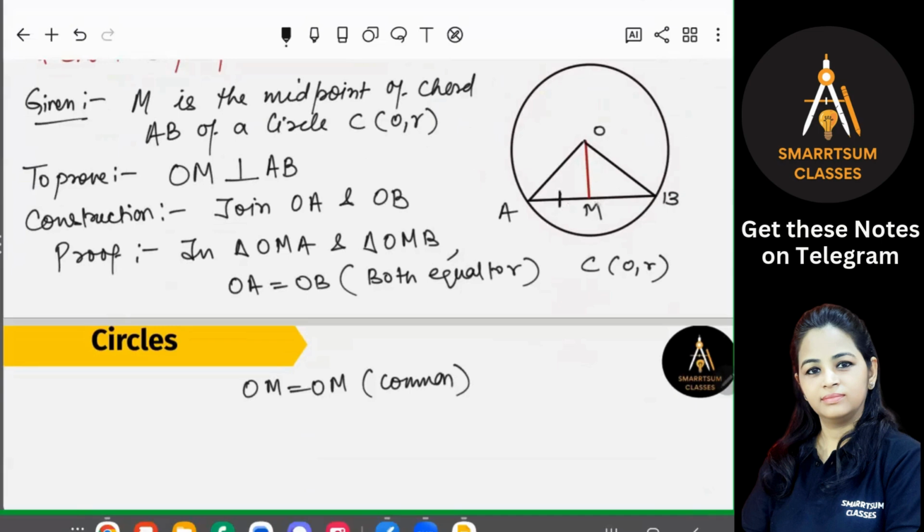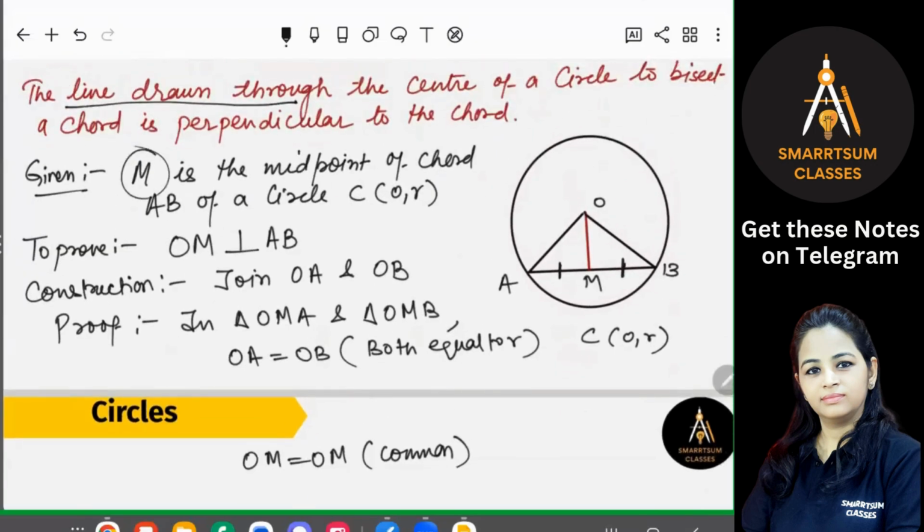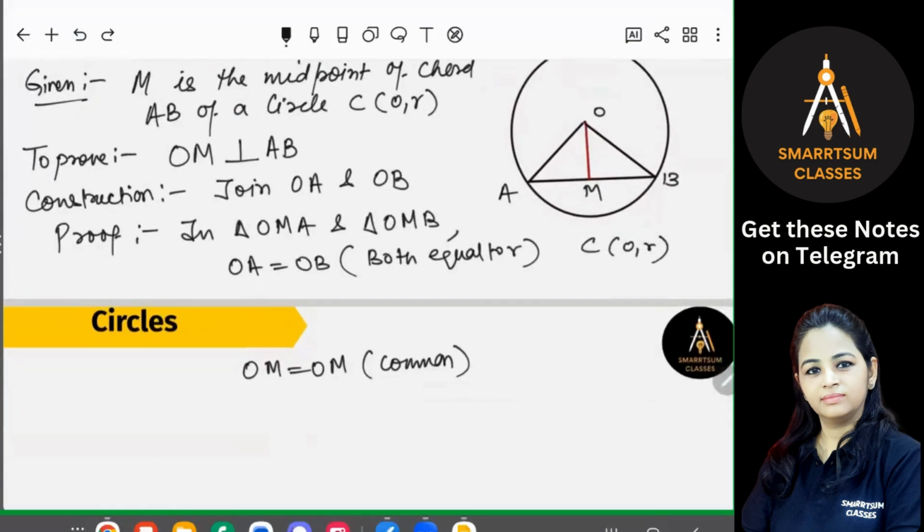And the third thing, the parts of this chord, MA and MB, are also equal because it is already given here that M is the midpoint of the chord. We have drawn a bisector of the chord from the center O, so this OM is bisecting the chord. This is already given in the theorem. So that means MA is equal to MB. This is given here.